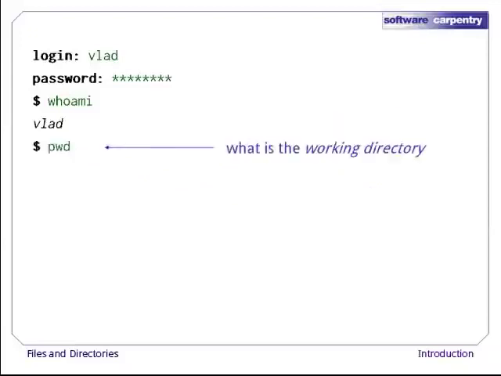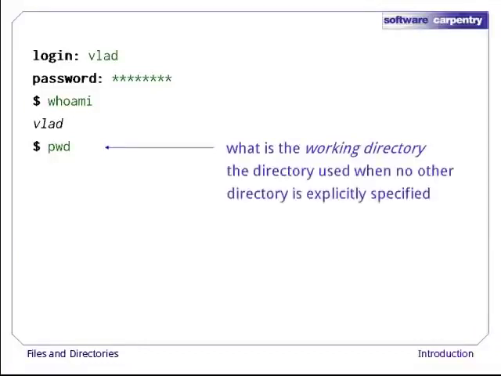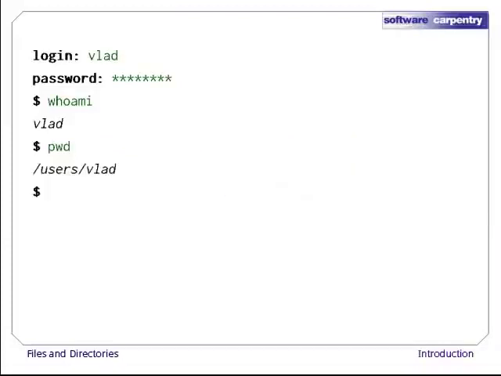Now that we know who we are, we can find out where we are using pwd, which stands for Print Working Directory. This is our current default directory, i.e., the directory the computer assumes we want to use unless we specify something else explicitly. The computer's response is /users/vlad.